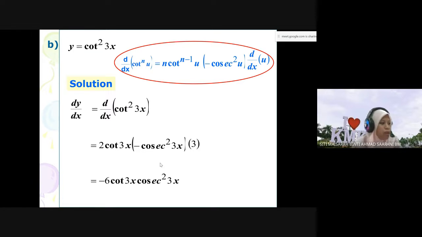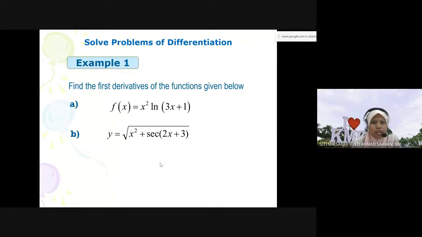Next kita move kepada solve problem of differentiation. Okay, untuk case ni dia akan campur lah dia punya, boleh jadi product rule. Product rule tu boleh jadi combination antara polynomial dengan logarithm, ataupun boleh jadi power rule, dalam tu ada trigo, ada logarithm, dia akan campur lah. So ini combination rule of differentiation, dia ada combine dia.